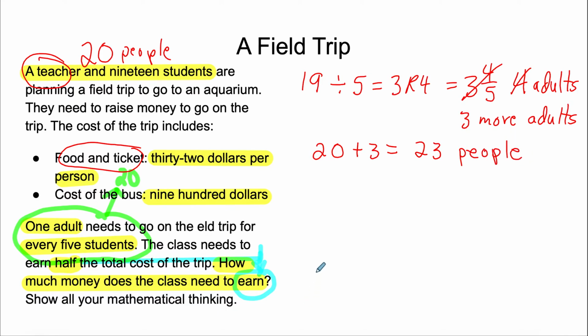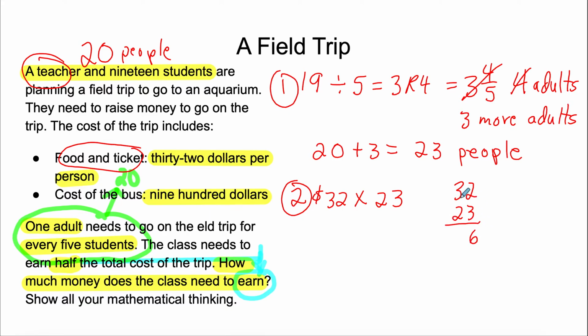Okay, now that I know how many people are on the trip, that would be step 1. Step 2 is I need to figure out how much it's going to cost. Well, I know it's $32 per person, right? So I need to do 32 times 23. $32 per person, there are 23 people. So I can do my 32 times 23 like so. 3 times 2 is 6. 3 times 3 is 9. 2 times 2 is 4. 2 times 3 is 6. Then I can add this up. And it's going to cost $736 just for the food and tickets.